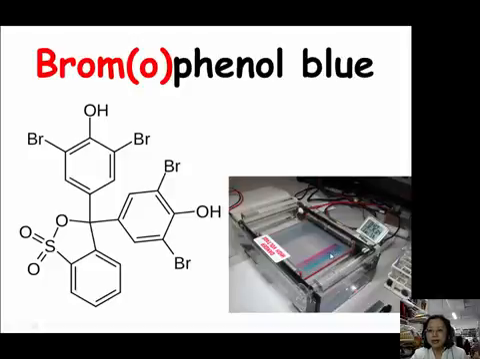Bromophenol blue is the middle dye in this agarose gel, and the lighter blue one is the xylene cyanol. Xylene cyanol is also used in agarose gel electrophoresis.